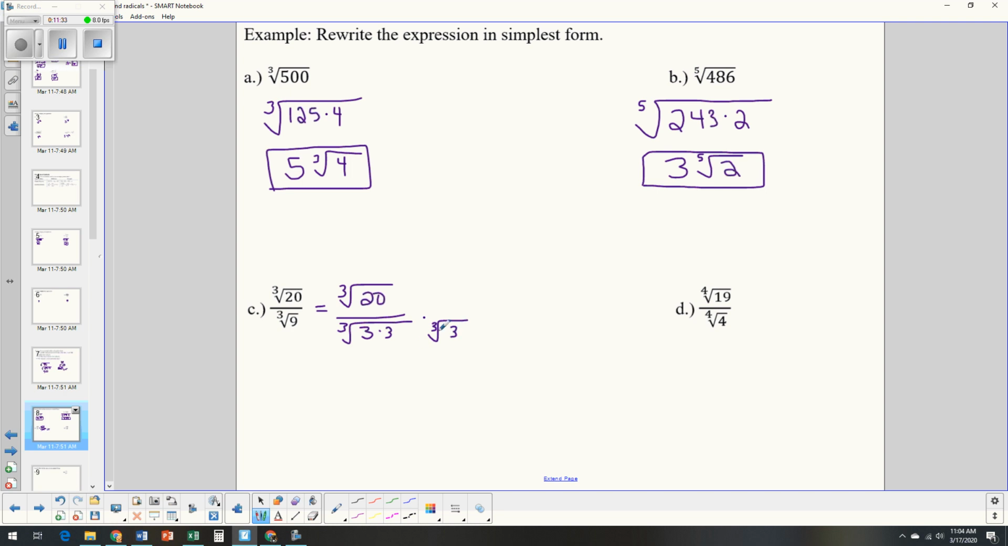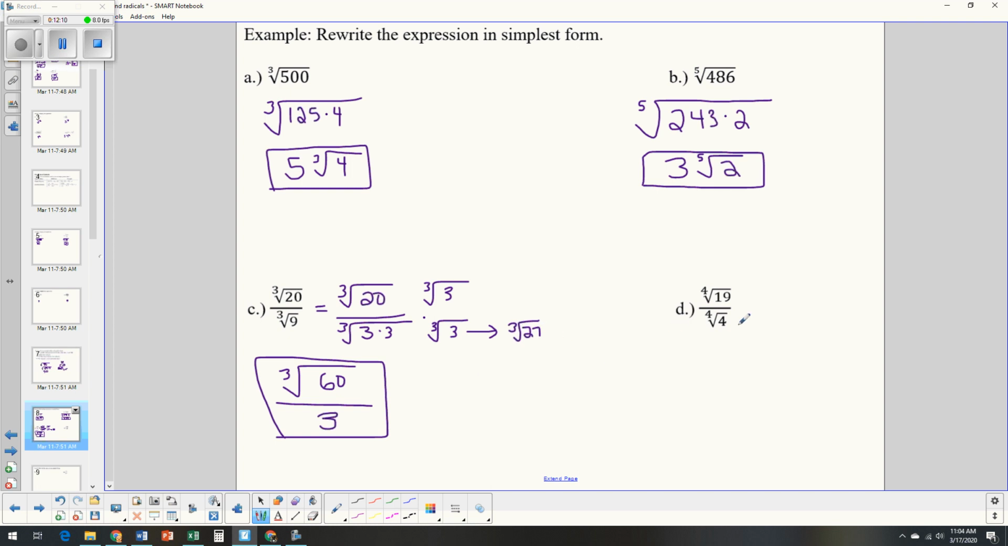So now I have 1, 2, 3 on the bottom. And whatever I do to the bottom, I have to do to the top. So the top becomes the cube root of 60, right? 20 times 3 is 60. And on the bottom, I really have the cube root of 27. And we know the cube root of 27 is just 3. So this is completely simplified. All right, that is a trickier one, rationalizing these denominators. I'm not really going to make you do that much further than beyond this lesson.